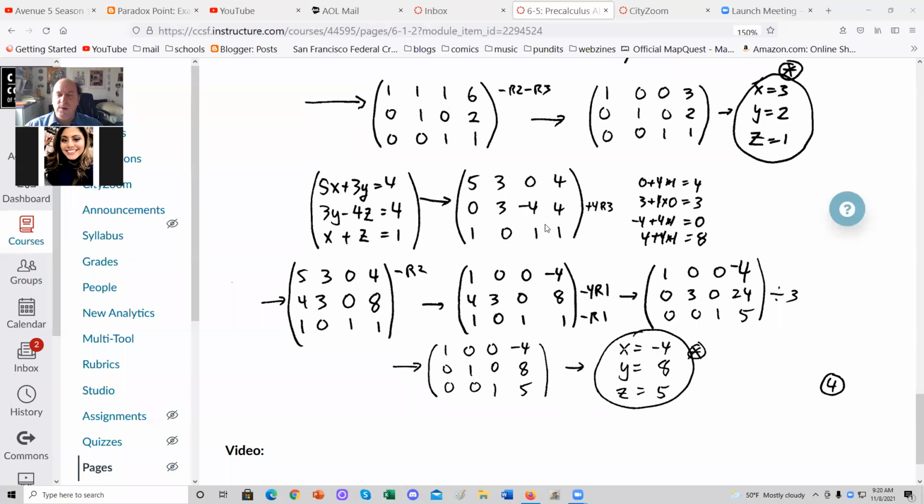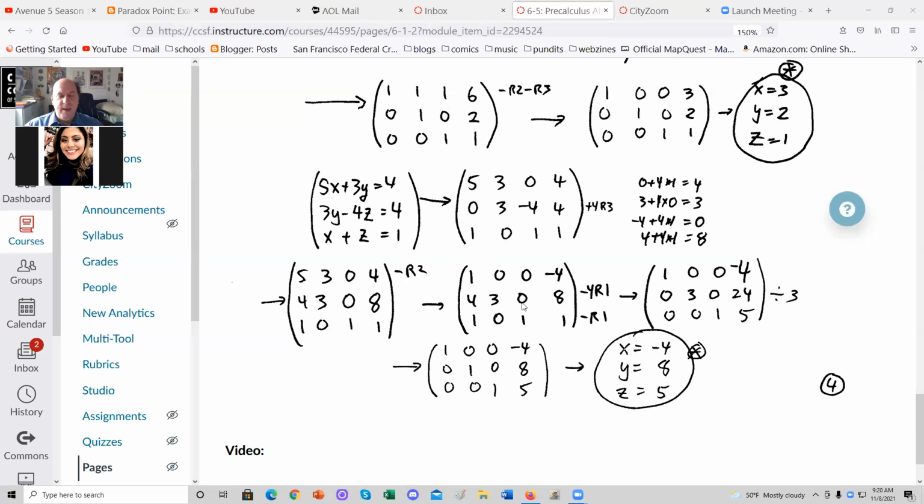Okay, here's what we'll do. I'll use this one here to eliminate this 4. Add 4 of row 3 to row 2. After that happens, you get 4, 3, 0, 8 for row 2, 5, 3, 0, 4 for row 1, 1, 0, 1, 1 for row 3.